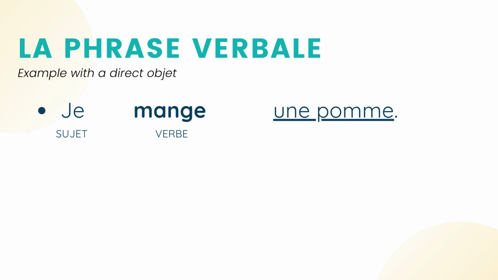But that's not enough because I'm curious. I want to know what you are eating. And this is why you're going to use maybe a direct object, like une pomme. Je mange une pomme. I noticed that many of my students struggle with direct object versus location and all of that.